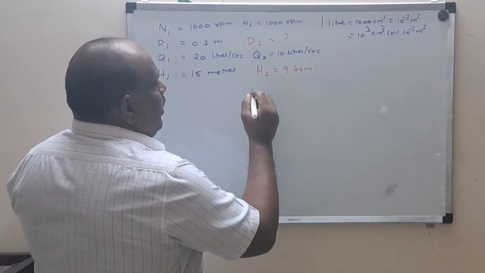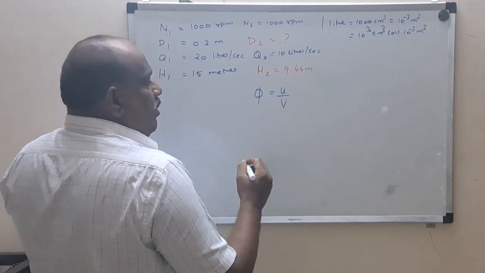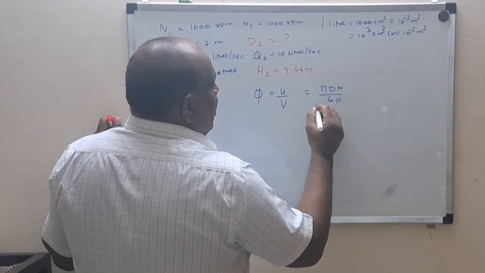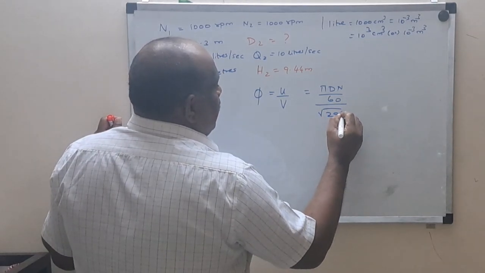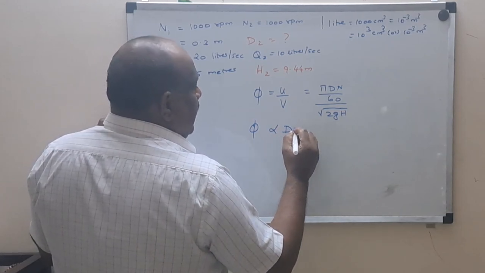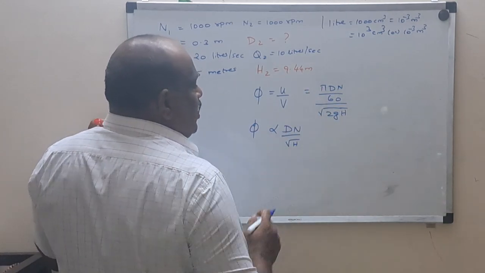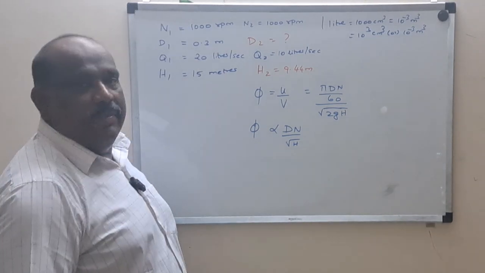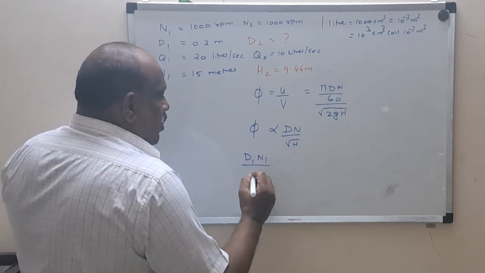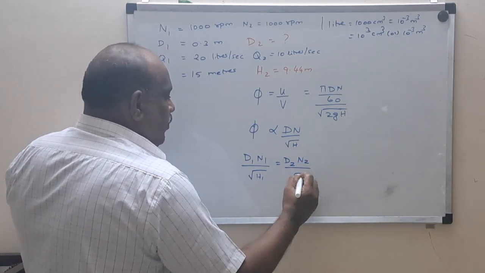I told you already, phi is nothing but U by capital V. What is U? U will be equal to pi D N by 60. What about V? Square root of 2gH. So phi will be directly proportional to D N by square root of H, because all the terms pi, 60 and square root of 2g are constant. Here I told phi is also a constant, which means D1 N1 by square root of H1 is equal to D2 N2 by square root of H2.